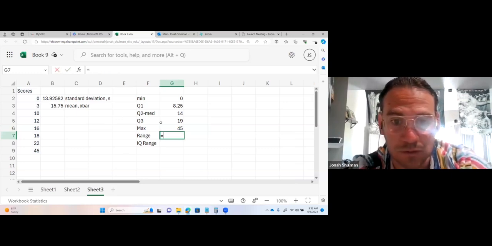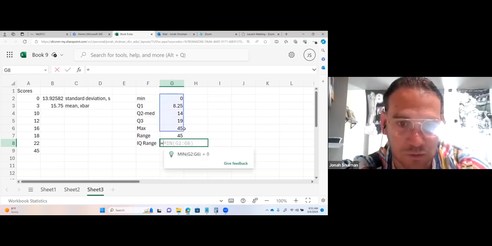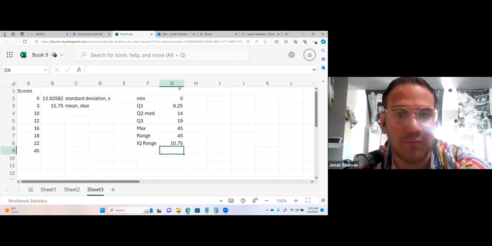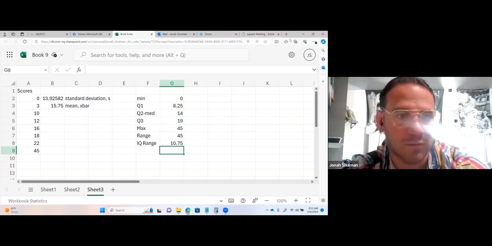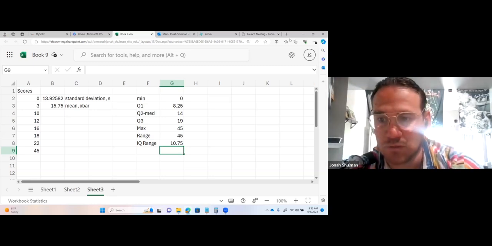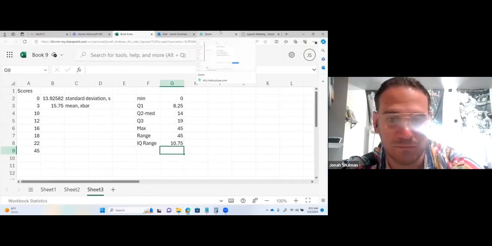Our range is just the biggest minus the smallest. So you can literally just do the max minus the min, there's our range. And our interquartile range is honestly just you subtract the quartiles. It's just the range of the box. So equals Q3 minus Q1. Now, these are a little off from mine, right? Why are they a little off? The computer threw that out. So that's why these numbers are a little bit different.